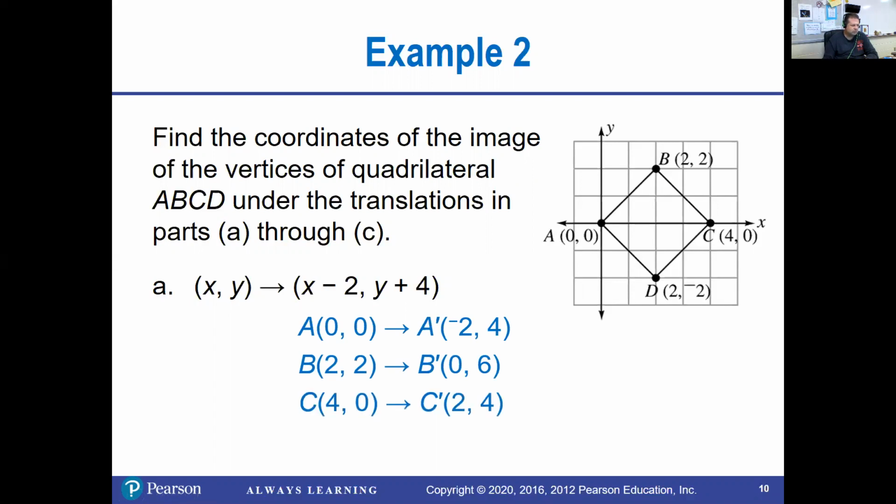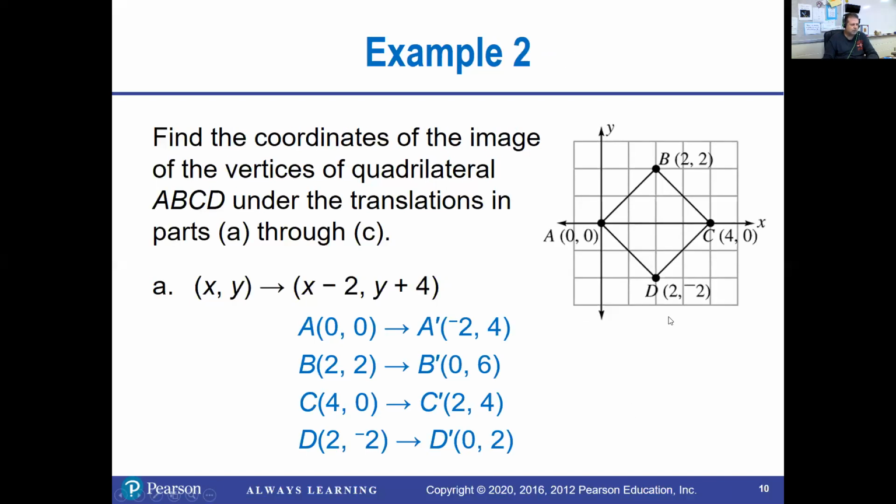C is at 4, 0. C prime would now be at 2, 4. And then D would be at 0, 2. Okay, so now I have this new point.